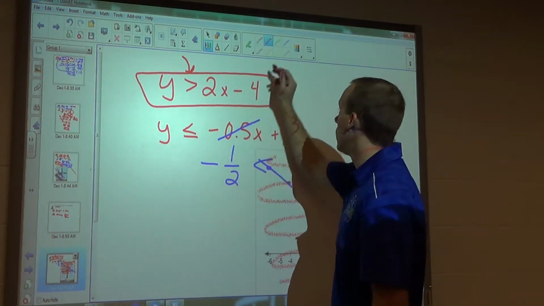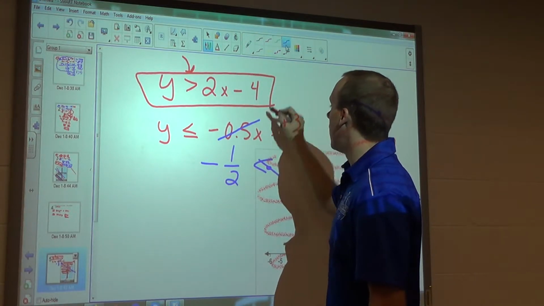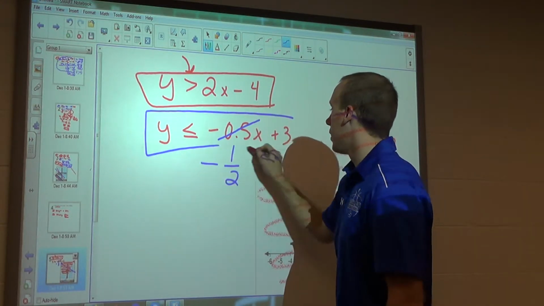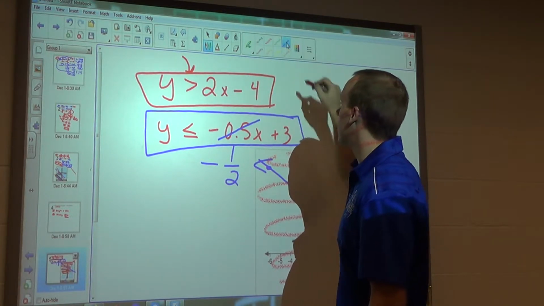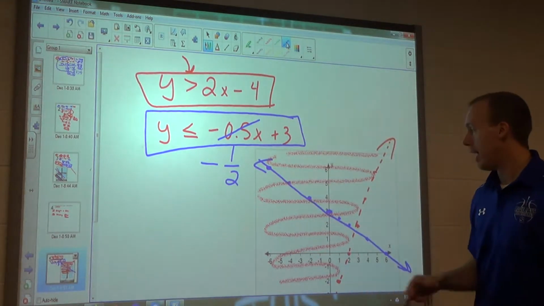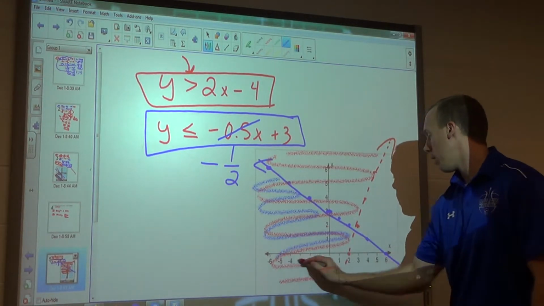Okay, so let's go to the blue line now. If I go to the blue line, what is this y? Is y greater or less on the blue? Less. Which direction is less, up or down? Down. So now my blue line is shaded below, right?